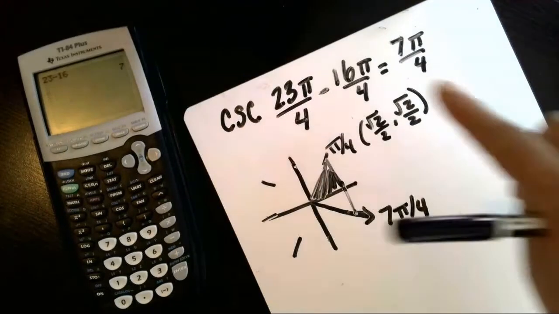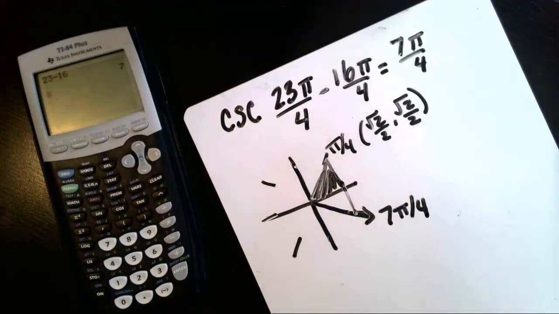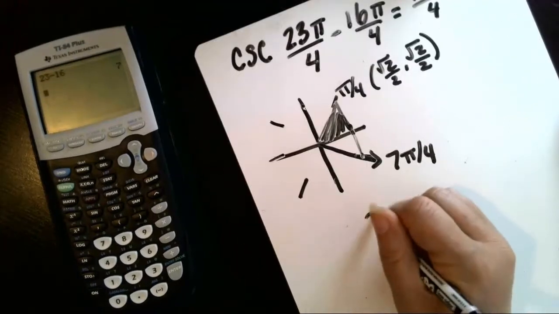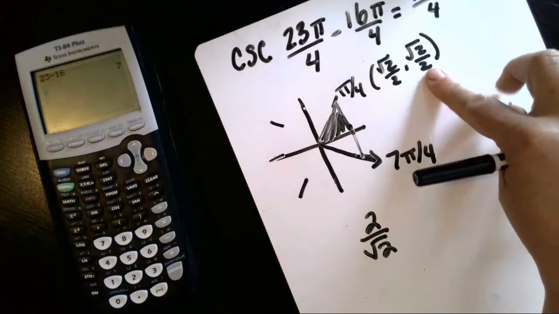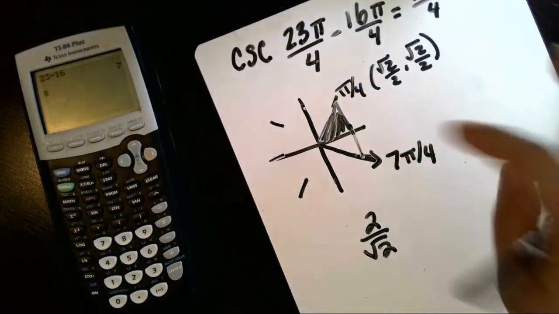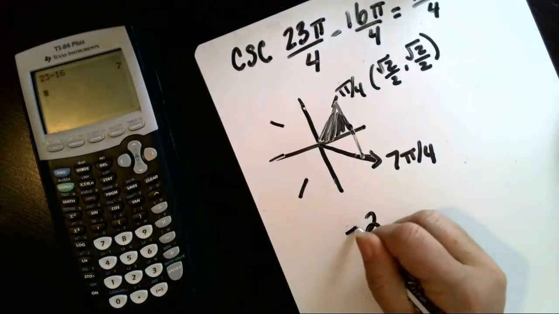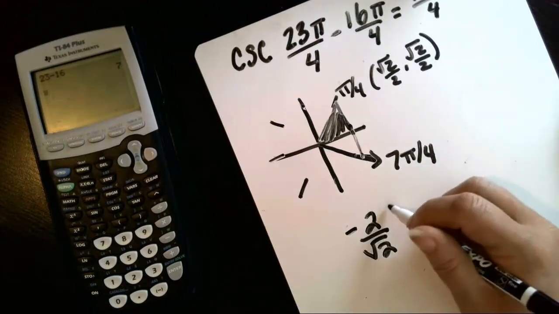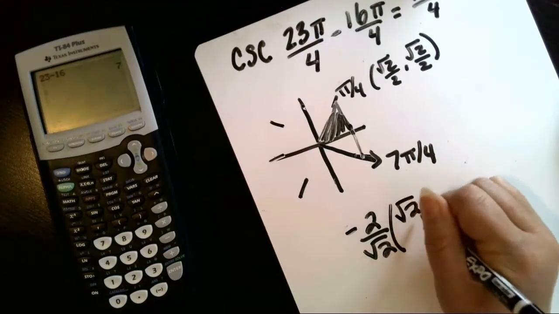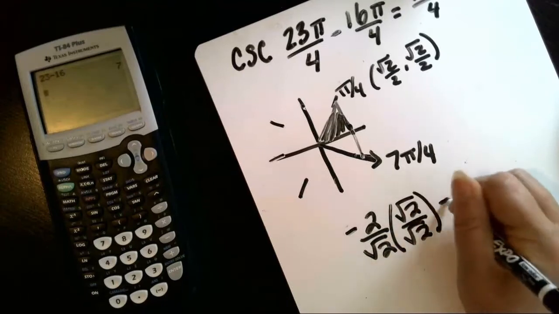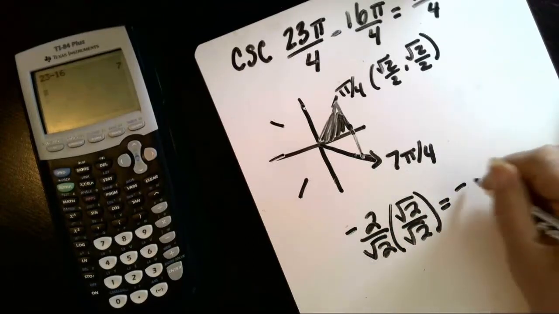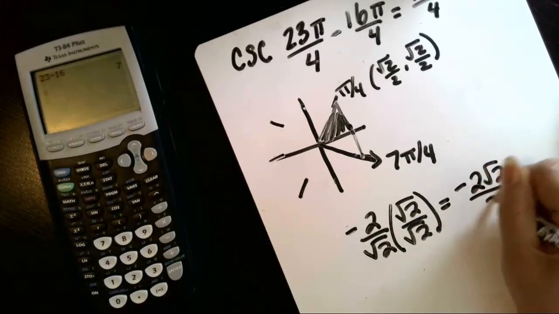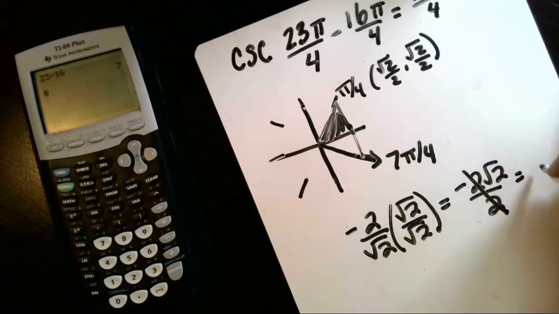Cosecant is the reciprocal of sine, so we would need the reciprocal of root 2 over 2, which is 2 over square root of 2. That'd be the reciprocal of the sine. And then since we're in quadrant 4, that's going to be a negative. So now we need to rationalize the denominator. That's negative 2 square root of 2 over 2. Those 2's cancel, which leaves us with a negative square root of 2.